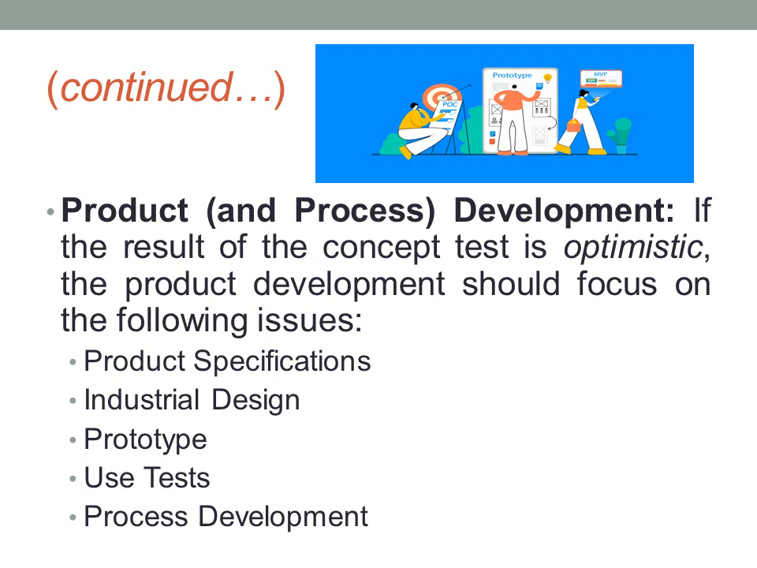If the result to that use test is positive, we'll go for the process development. Process development is nothing but the establishment of the process that will transform the idea into a physical product, the input into output. If the organizations have done all things, product specification, industrial design, prototype, and a positive response to the use test, the organization will definitely go for the process development, in which they will establish the infrastructure facility that can actually produce the product. That is what process development is really all about.